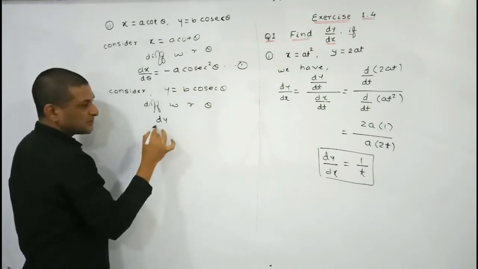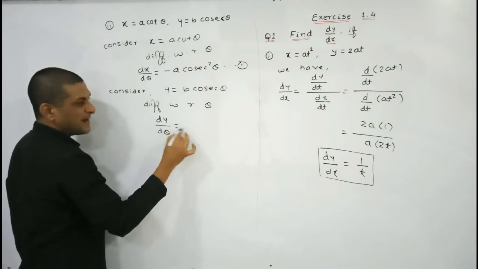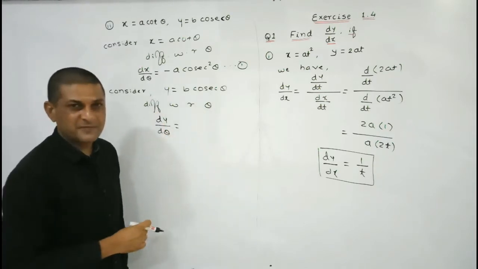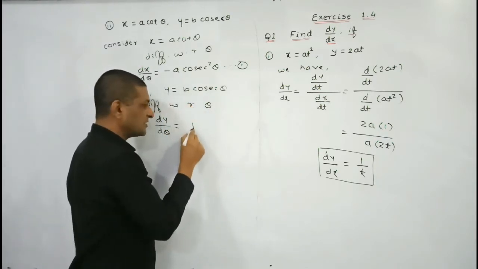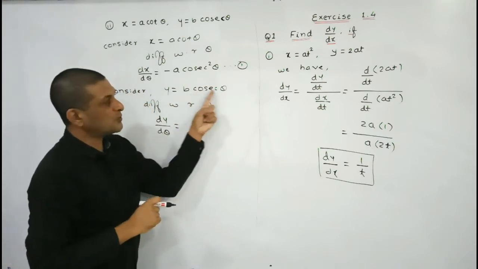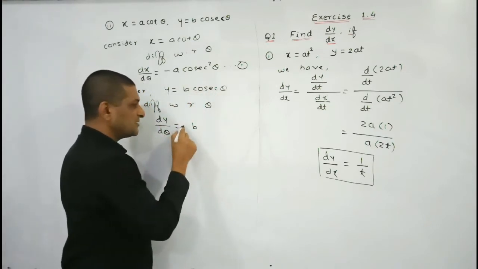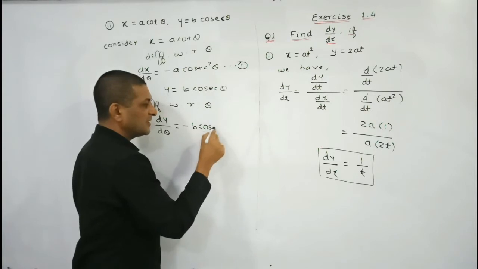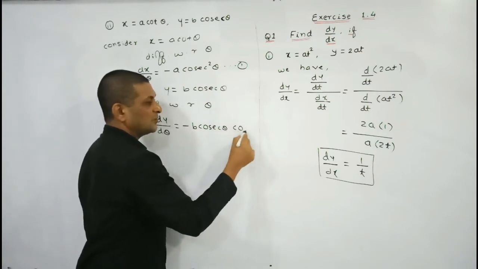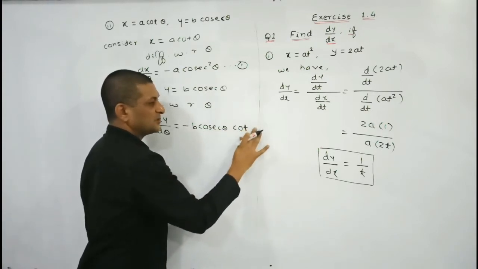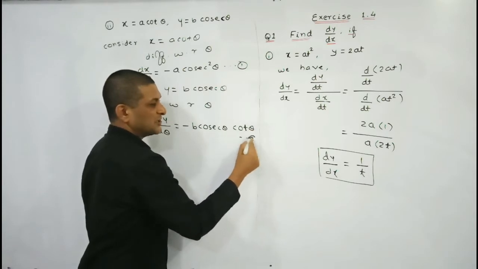The derivative of y with respect to theta is denoted by dy by d theta. Let us find the differentiation of this function. B is a constant, keep it as it is. The derivative of cosec theta is minus cosec theta into cot theta. Let us denote this equation by equation number 2.